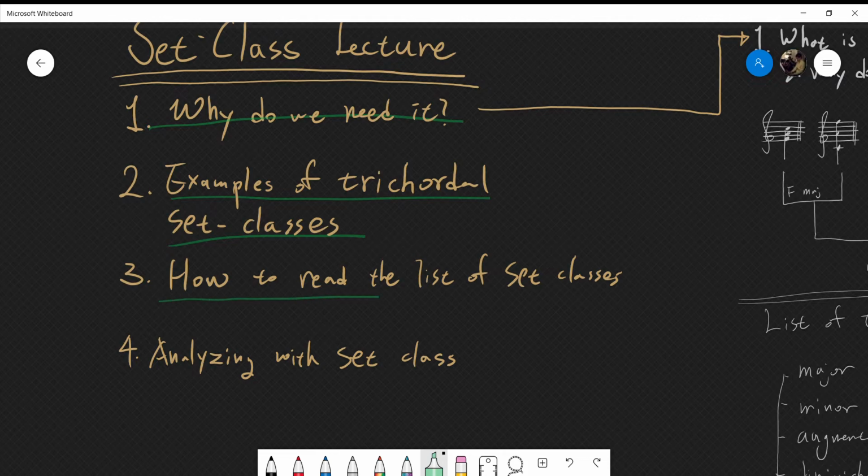And then we'll talk about how to read the list of set classes. You'll get the list later. And then how to analyze with the set classes. So among those four steps, four lectures, we will focus on lecture one today: what it is and why we need it.